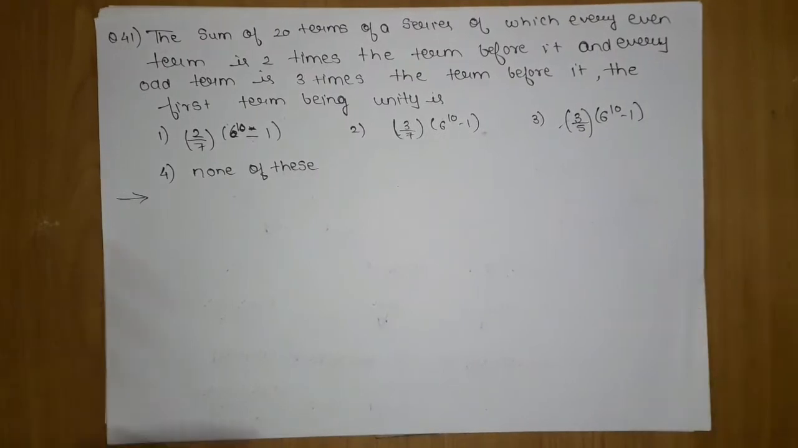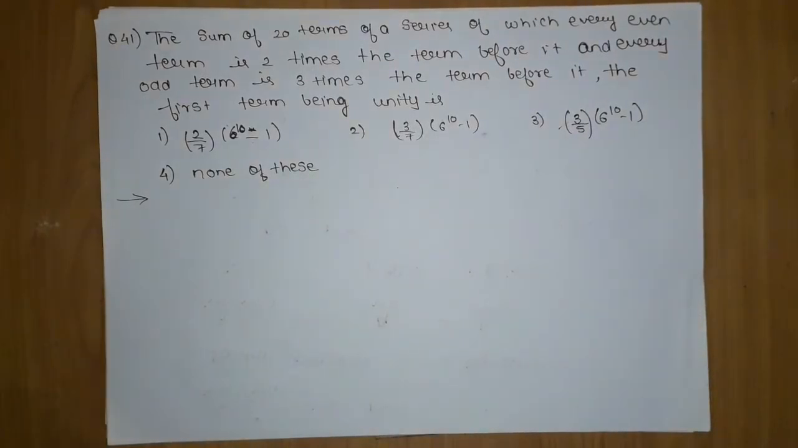The 41st question says: the sum of 20 terms of a series, of which every even term is 2 times the term before it and every odd term is 3 times the term before it, the first term being unity, is. Options are: first, 2 by 7 into (6 power 10 minus 1); second, 3 by 7 into (6 power 10 minus 1); third, 3 by 5 into (6 power 10 minus 1); and fourth, none of these. Now let's understand the question and solve it.